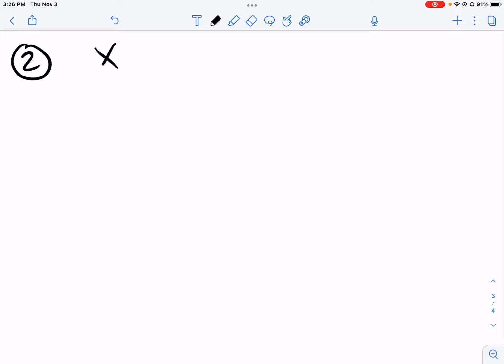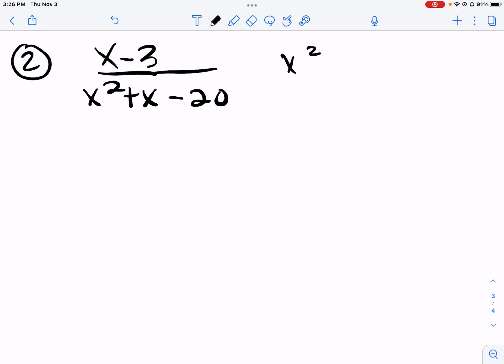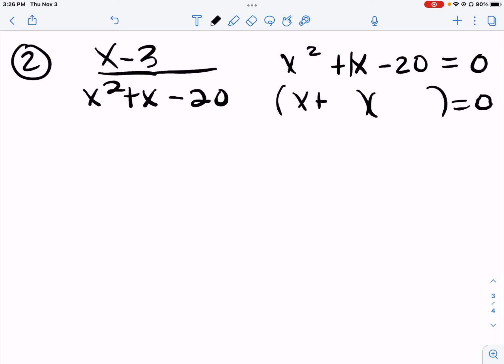Number 2, find the domain. The domain means what x can be. What we do know is the bottom can't equal 0. So to find out when it does equal 0, we're going to factor. Multiply to -20, add to 1.